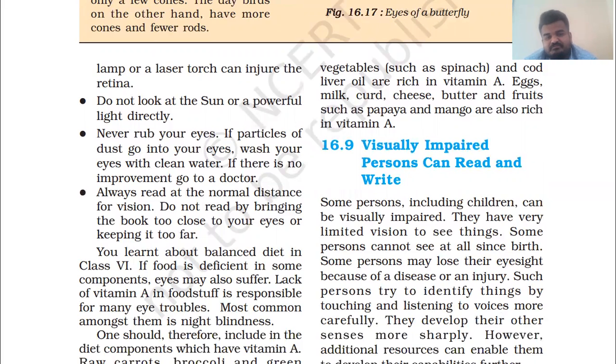Never rub your eyes if particles of dust go into your eyes. Wash your eyes with clean water. If there is no improvement, then go to a doctor. Always read at the normal distance for vision. Do not read by bringing the book too close to your eyes or keeping it too far.